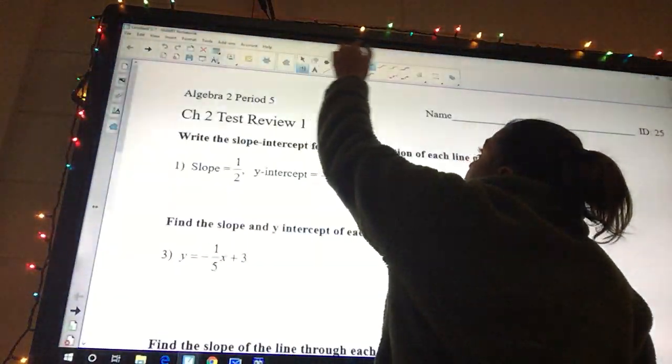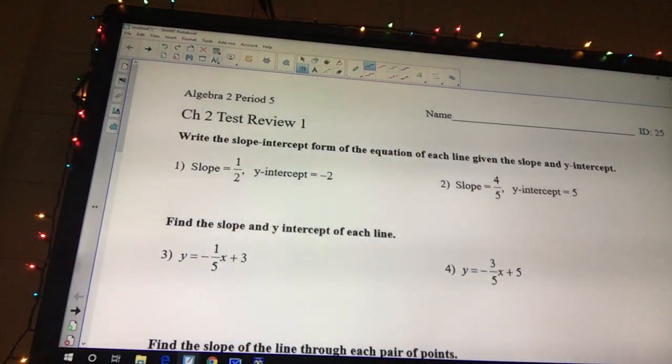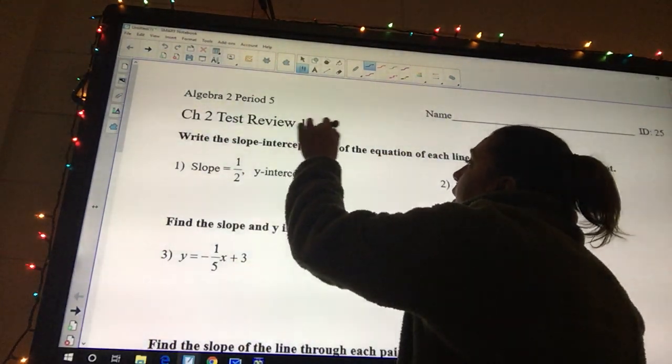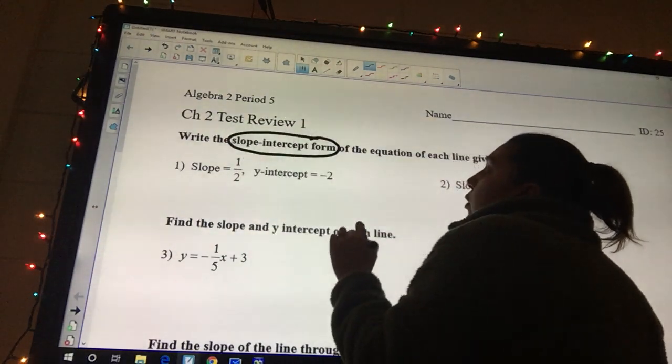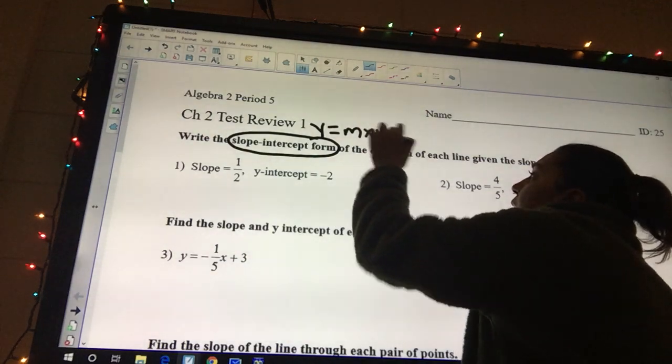Okay, so Chapter 2, Test Review 1. The very first part says write the slope-intercept form. Slope-intercept form is y equals mx plus b.